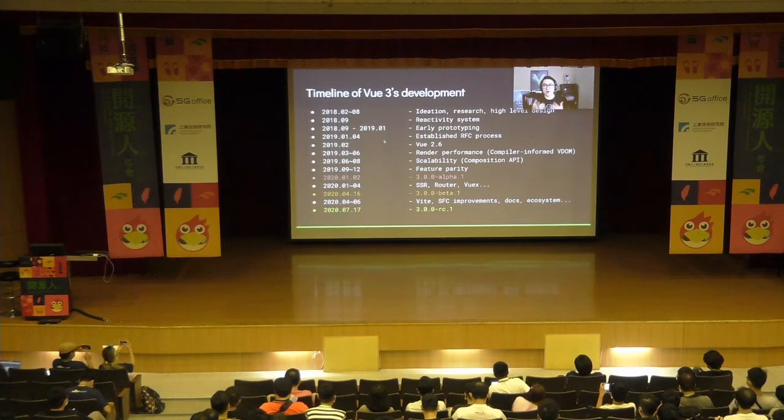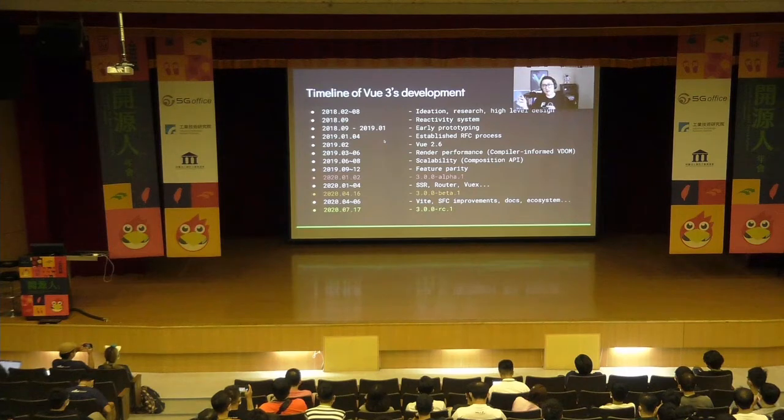The initial ideation, the high-level research and design actually started as early as February 2018. That's when I first had the idea of what we should do if we were to build the next major version of Vue. But around that time, it was not really a real process. It was really just collecting thoughts and ideas here and there, trying to put things together and sketch down what the goals were and what we should aim to solve in Vue 3.